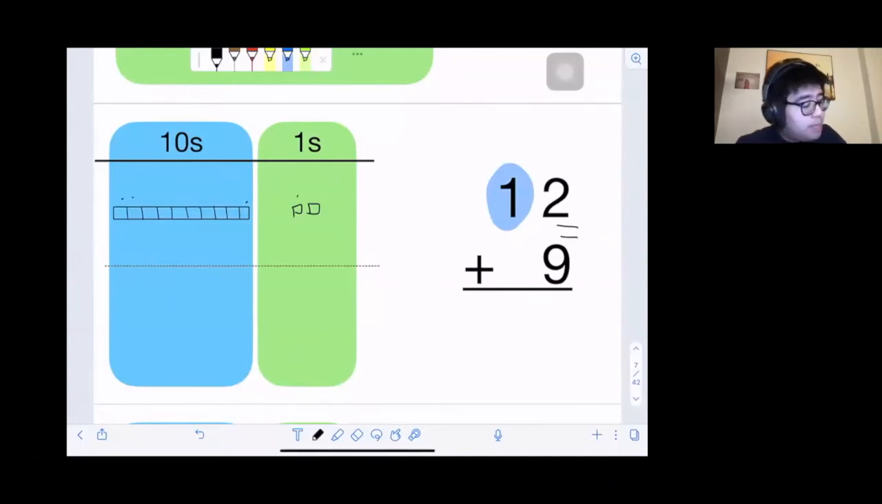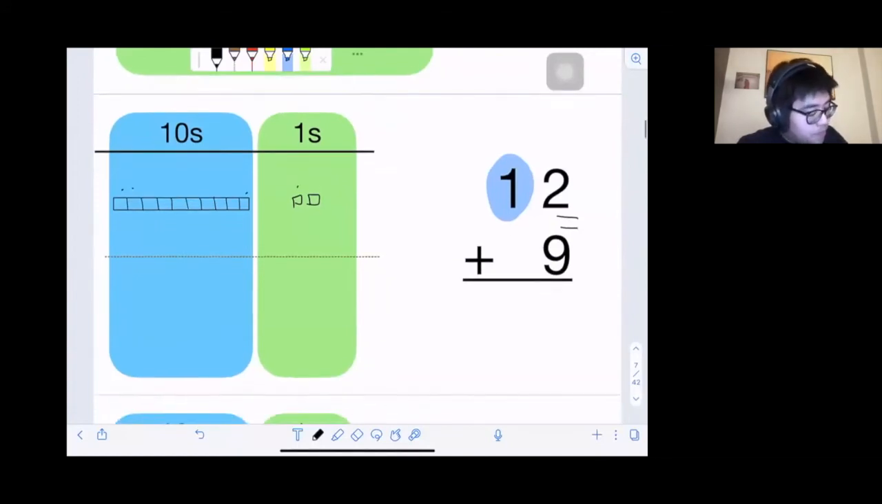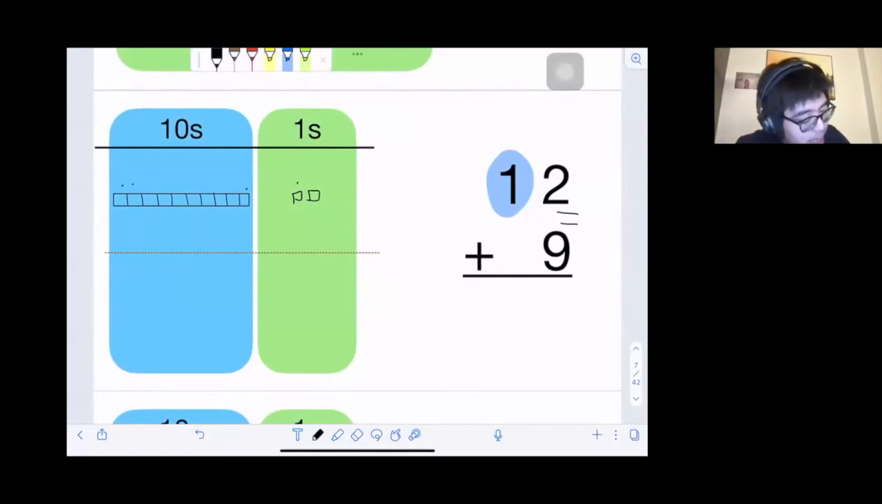Yung ginawa lang natin, pinagsama natin yung 10 na box na magiging isang bar. No? Para mas madaling i-drawing, mas madali ring pag-isipan mamaya. So yung 9 na to, wala pa siyang tens place, no? Wala pa siyang second digit. So ilalagay lang natin yung 9 dito sa ones. 1, 2, 3, 4, 5, 6, 7, 8, 9. No? So tapos na yung 12 at tapos na yung 9. At yung huling i-represent natin ay yung plus, yung pag-addition.